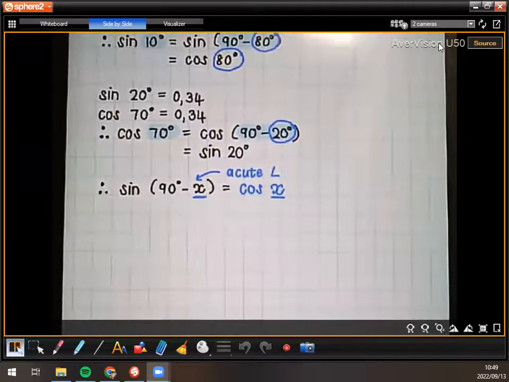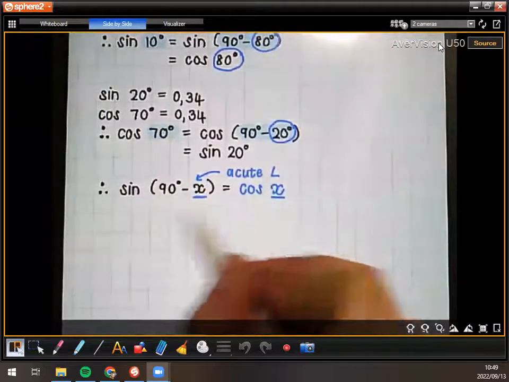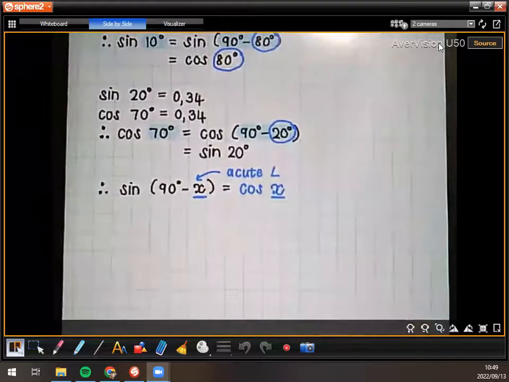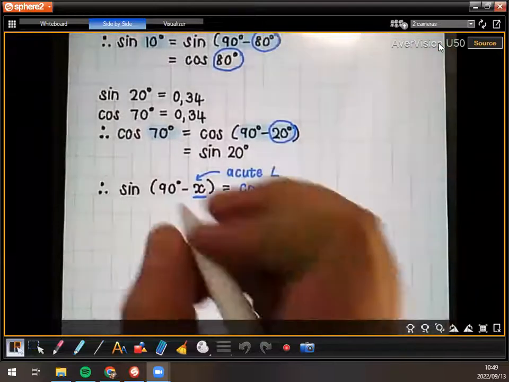But now the difference is, guys, if there's a 90 in your brackets, you have to change sign to cos, right? Otherwise, they're not going to be equal. Because if you have sine 10, that's not the same as cos 10, right? But sine 10 is the same as cos 80. Okay, so that's why we have to change the sign to cos. And we're going to do the same thing if we're working the other way around.